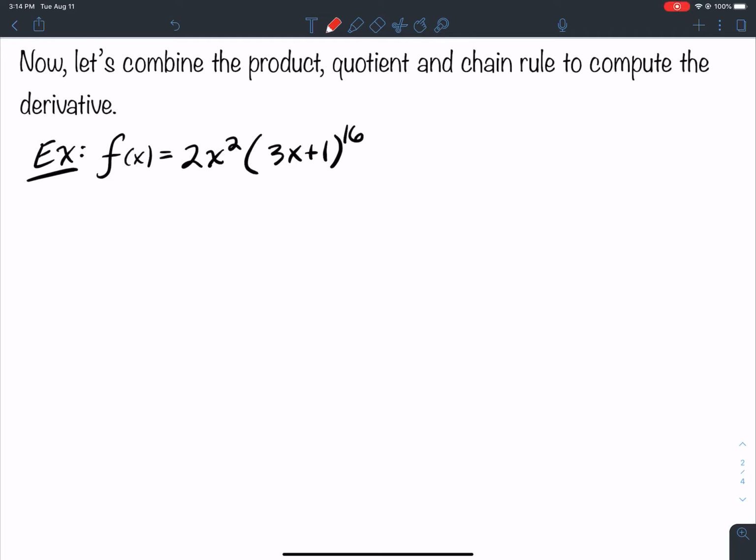So here we're going to put everything together. We're going to combine the product, the quotient, and the chain rule. And we're going to find the derivative.